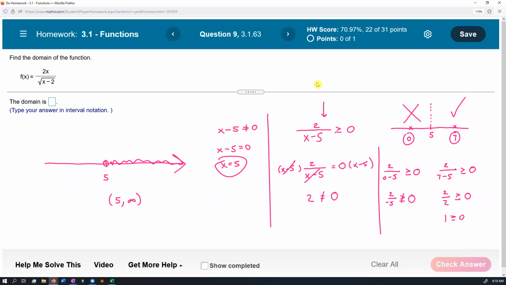One more. I don't know what problem I'm on. Oh no, I've got a long way to go, I think.